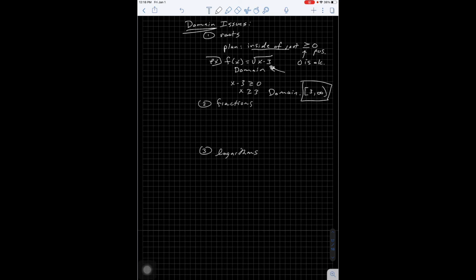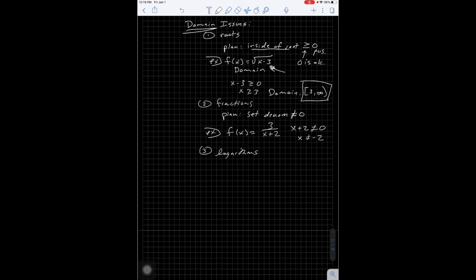Okay, another issue is fractions. Fractions have problems when the denominator is equal to 0. So your plan for figuring out a domain of a fraction is you set your denominator not equal to 0, because what we're saying is the denominator can't be 0, and we're finding the x value that makes that happen. So for example, if you have f of x equals 3 over x plus 2, I'm going to take the denominator, x plus 2, and say that can't equal 0. So that means x can't equal negative 2.